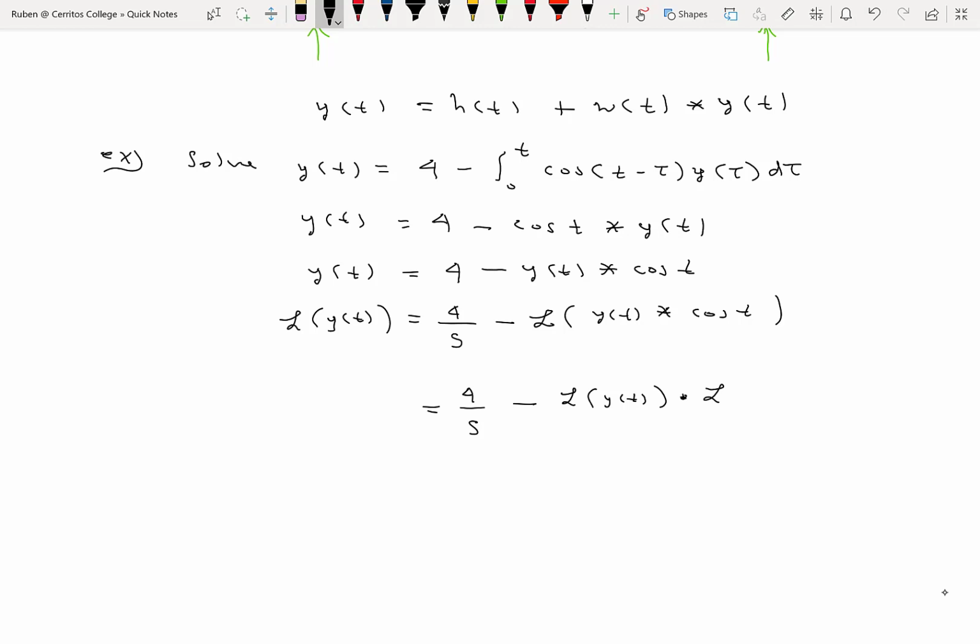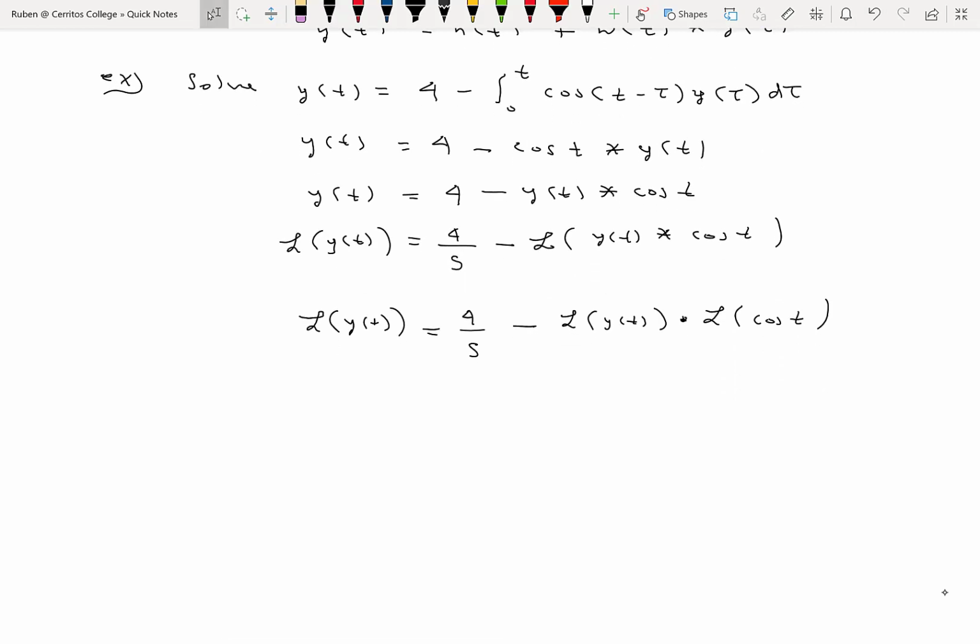The dot here is regular dot. The Laplace transform of y of t times the Laplace transform of cosine of t. Okay. Notice what happened in the transition from the t domain to the s domain. By taking a Laplace transform, we eliminated the convolution from the Volterra equation. This is just a regular product.